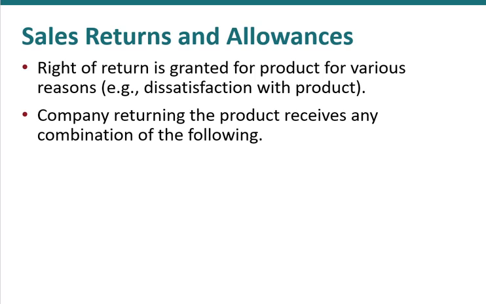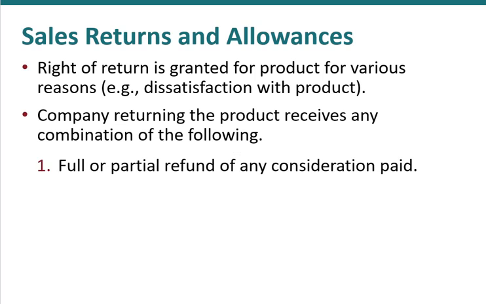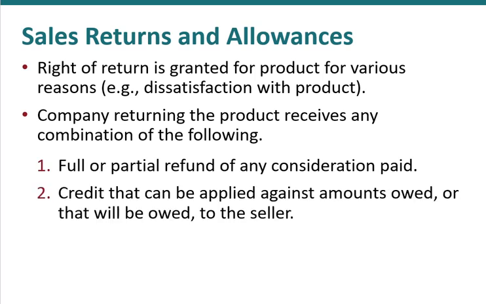A customer returning the product will receive any of the following combination of consideration: a full or partial refund of any consideration that they paid, a credit that can be applied against amounts owed or that might be owed later to the seller, or another product in exchange. So we'll go ahead and take a look at the journal entries related to sales returns and allowances, as well as year-end adjusting journal entries that we're likely to have to make.